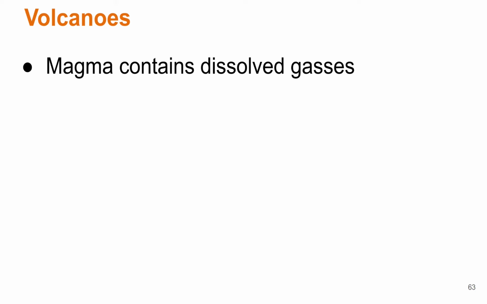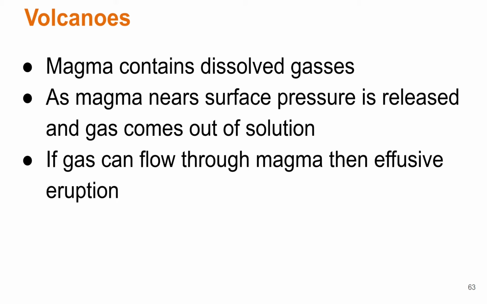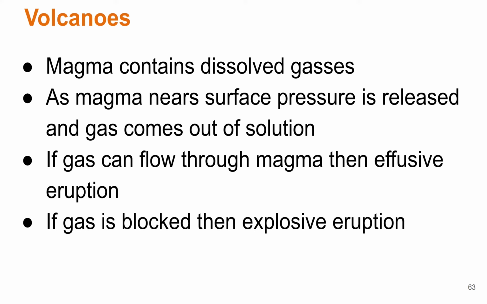So magma, I mentioned this, contains dissolved gases, just like a carbonated beverage. As the magma gets closer to the surface, the pressure is released and the gas comes out of solution. If the gas can flow through the magma, then you have an effusive eruption. The gas just bubbles away harmlessly, nothing happens. If the gas is blocked, because the magma is made of continental crust, the pressure builds and builds and builds until it just explodes, often without warning.